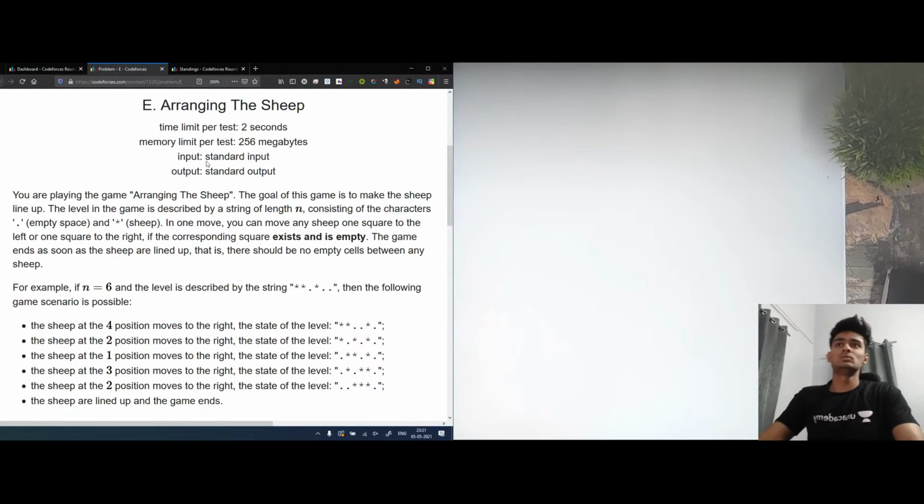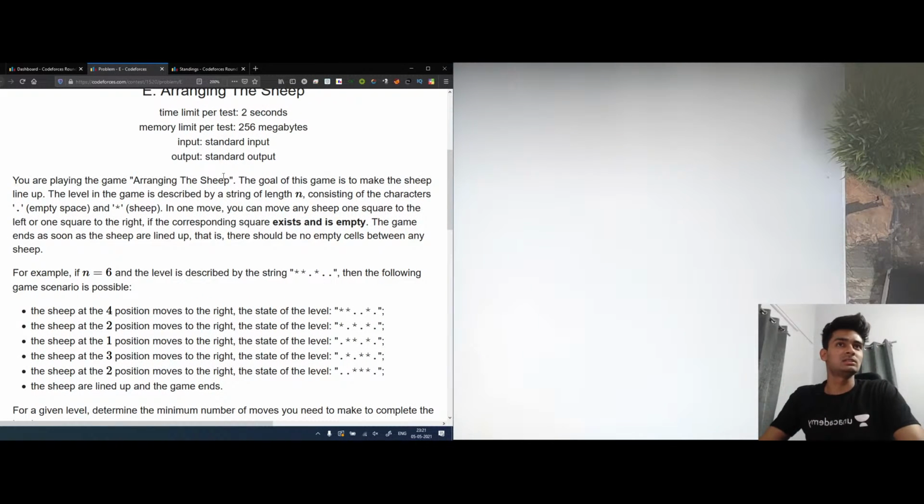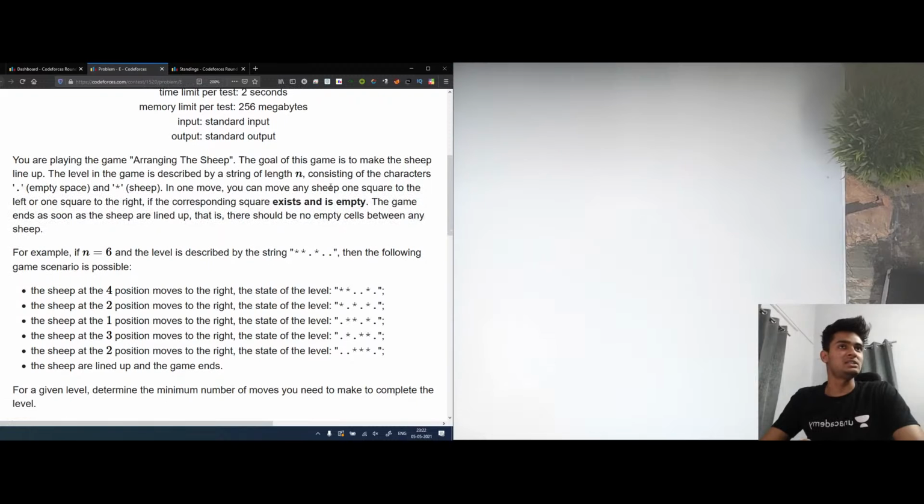So you're playing the game arranging the sheep. The goal of this game is to make the sheep line up. The level of the game is described by a string of length n, consisting of the characters dot, which is an empty space, and star, which means sheep. In one move, you can move any sheep one square to the left or one square to the right, if the corresponding square exists and is empty. The game ends as soon as the sheep are lined up. That is, there should be no empty cells between any sheep.